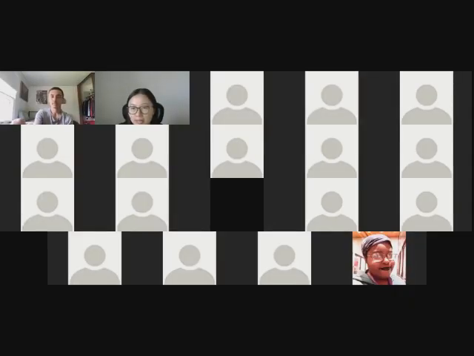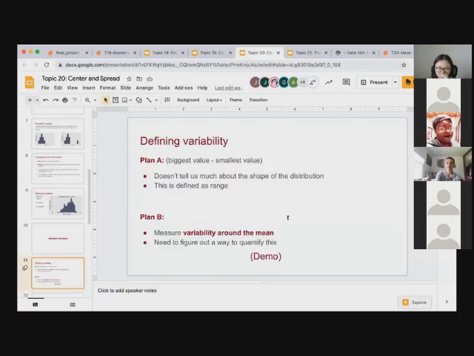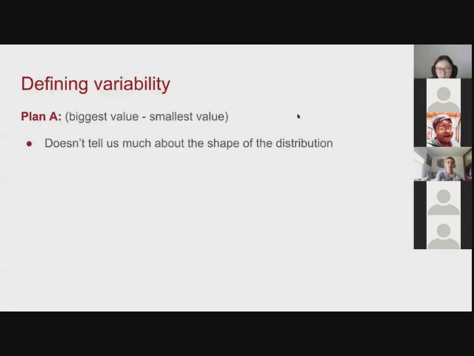And let me talk about the standard deviation, which is a way to measure the spread. But we're first going to start with thinking about what Xiao was saying. Okay, defining variability. Plan A is what Xiao was suggesting. We can look at the range. It's the largest value minus the smallest value, or the maximum minus the minimum.